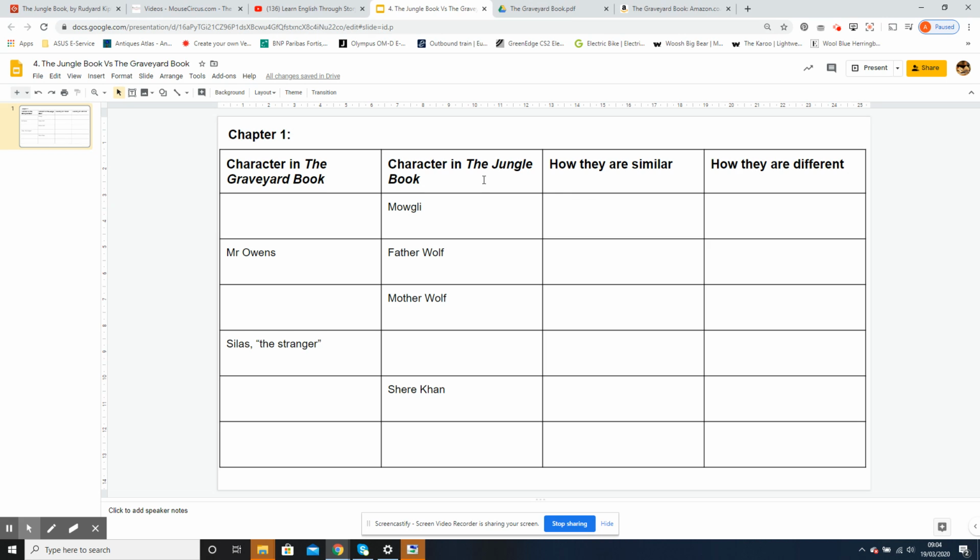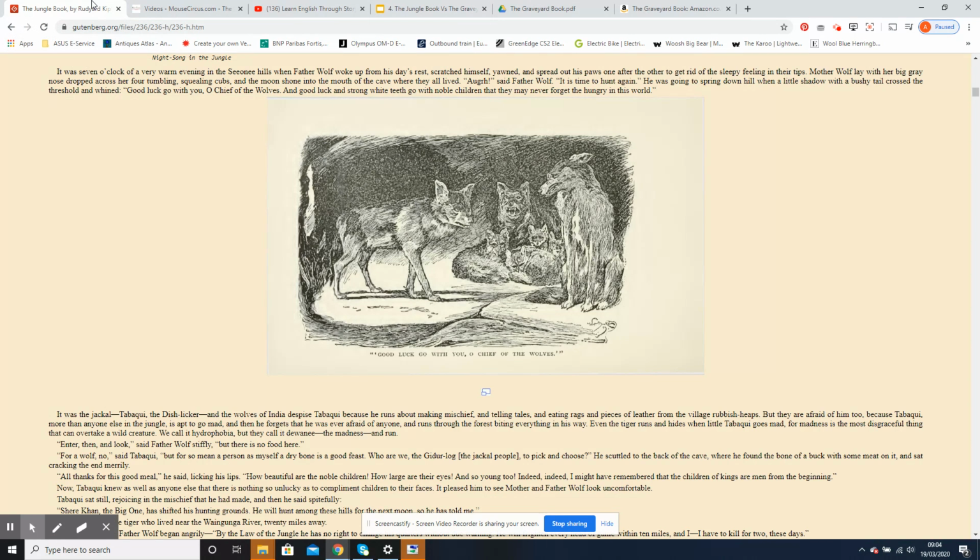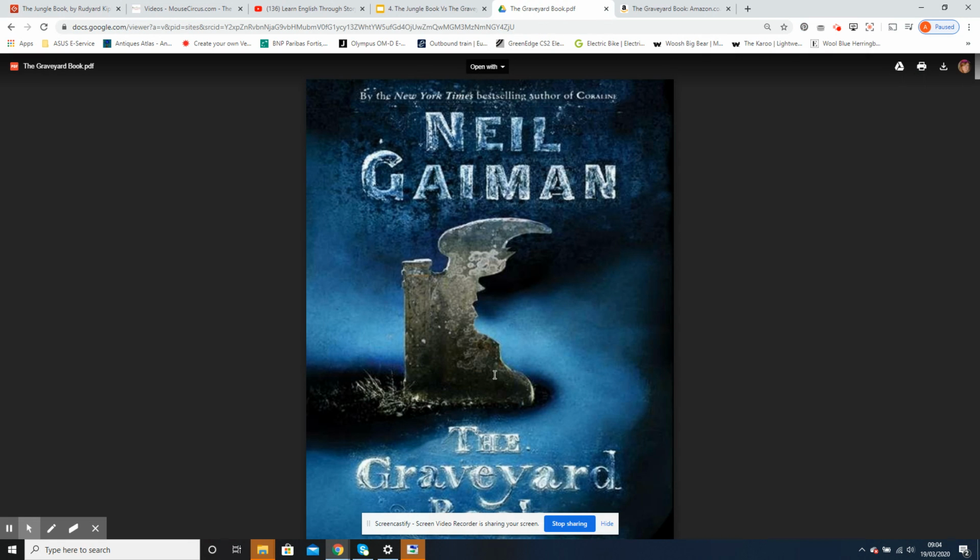And my suggestion to you today is that you begin to access The Jungle Book online. This is a 19th century novel written by Rudyard Kipling, and so the language will be quite challenging for you as a Year 7 student, but it is the story upon which Neil Gaiman based The Graveyard Book. He was inspired by the story of The Jungle Book and he decided to write a version of it set in a graveyard. So it's a lovely story to get to grips with if you'd like to understand The Graveyard Book on a deeper level.